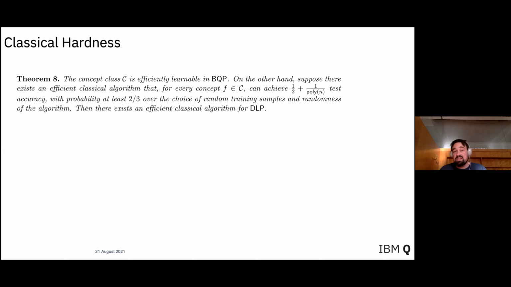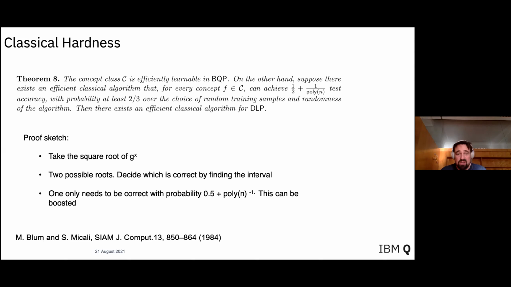On the other hand, as soon as you can solve discrete logarithm, it's actually not a difficult problem to solve, right? So, what's the basic idea? We piggyback on a result by Blum and Micali from 1984, which allows you to learn the discrete logarithm bit by bit by taking the square root and then doing some amplification, some boosting of the correctness of predicting that bit based on the classifier from seeing many samples.